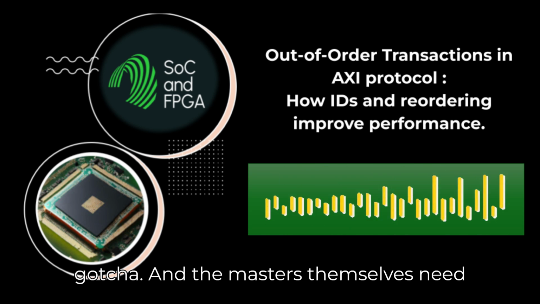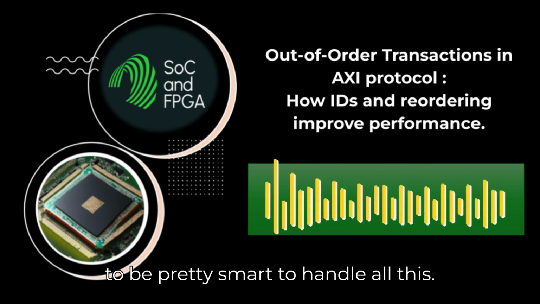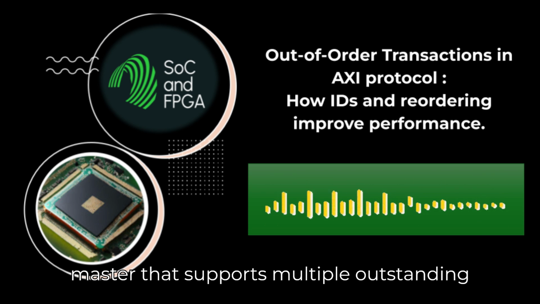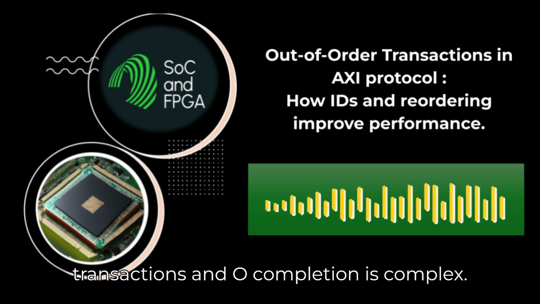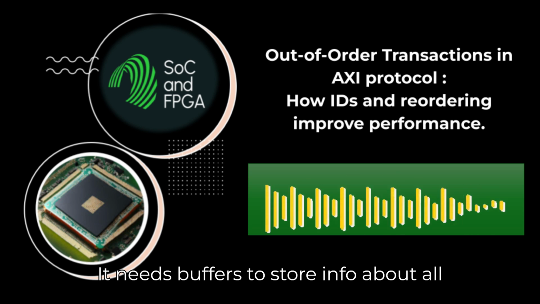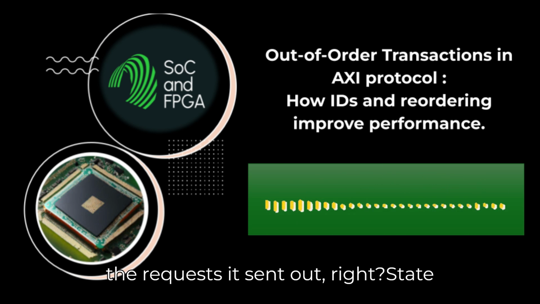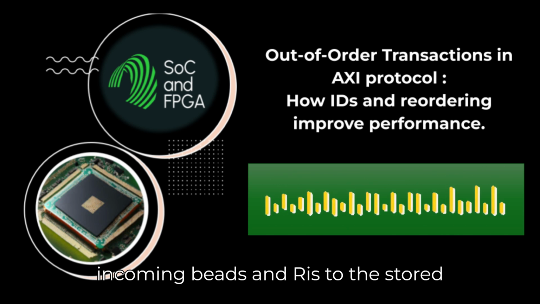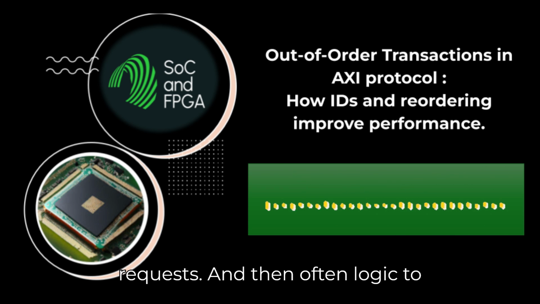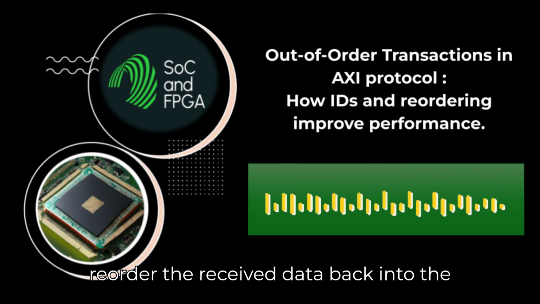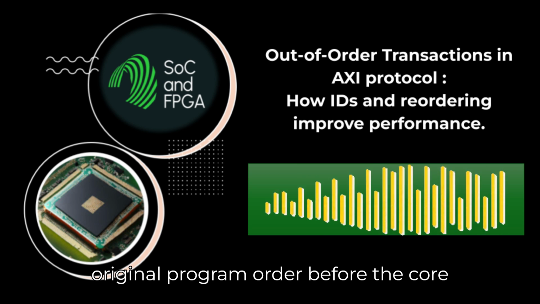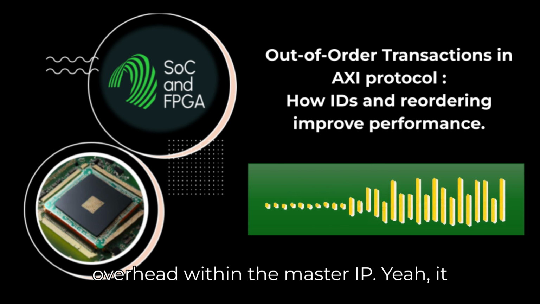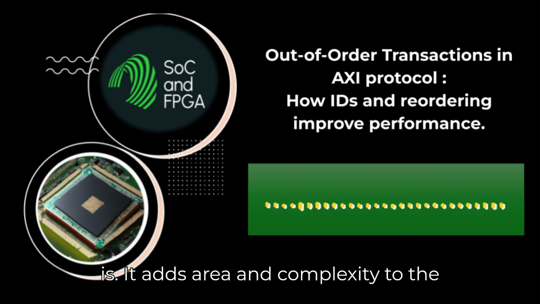And the masters themselves need to be pretty smart to handle all this. Oh, absolutely. The logic inside an AXI master that supports multiple outstanding transactions with OO completion is complex. It needs buffers to store info about all the requests it sent out. Right. State machines to track them, logic to match incoming beats and responses to the stored requests, and then often logic to reorder the received data back into the original program order before the core logic sees it. A significant amount of overhead within the master IP. Yeah, it is. It adds area and complexity to the master design.